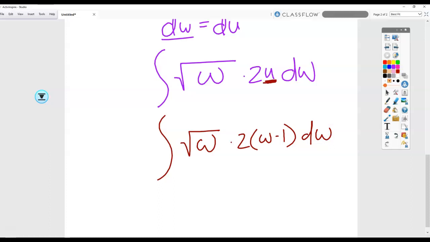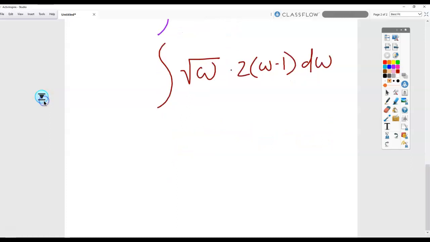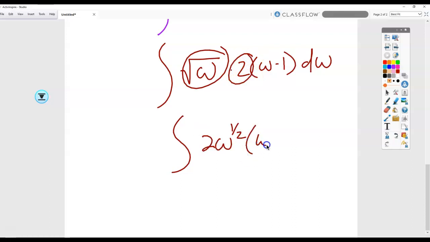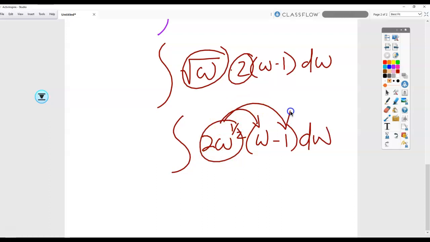All right, next we're going to change this into a half power. And instead of having this 2 after it, I'm going to put it in front. It just looks better that way. Next, I'm going to take this whole thing and distribute it inside. So 2w times w. Remember, you're going to add those exponents. So what's a half plus 1? It's going to be 3 halves minus. And then when you multiply it times 1, it just stays the same.